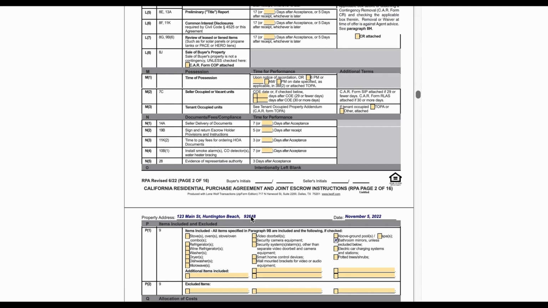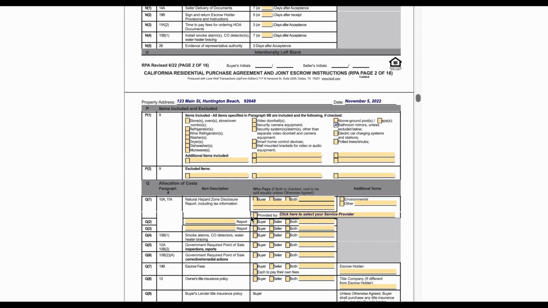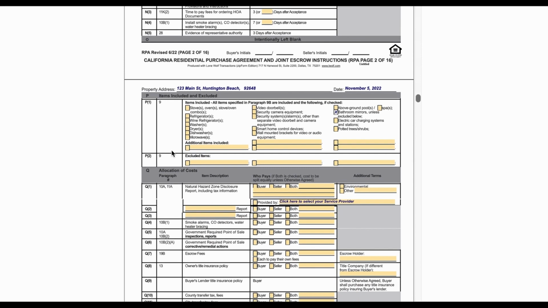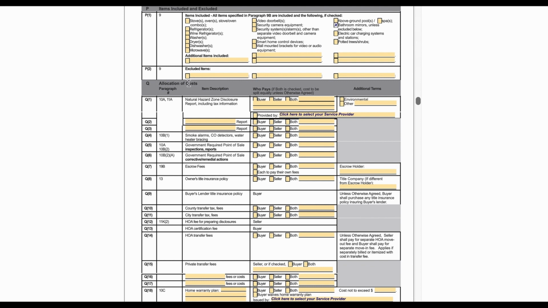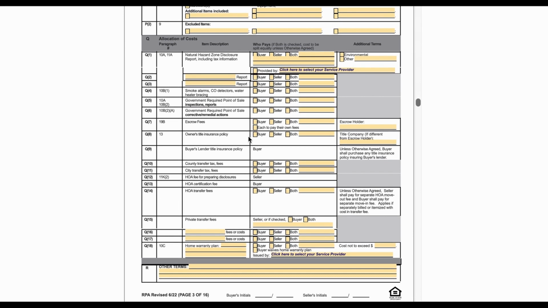Third page contains info on what is included and excluded in the sale of the home, such as the stove, the fridge, microwave, etc. It also contains information on who pays for certain fees associated with closing. Some fees are generally paid by the seller, some by the buyer, and others are split. Hopefully that gives you a general idea on what the main terms of making an offer look like.